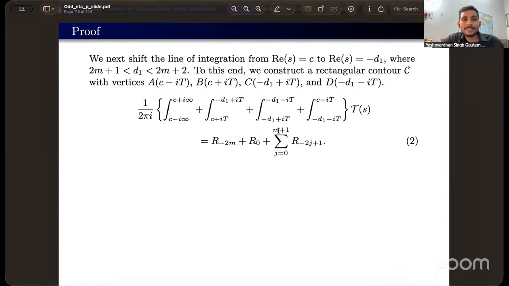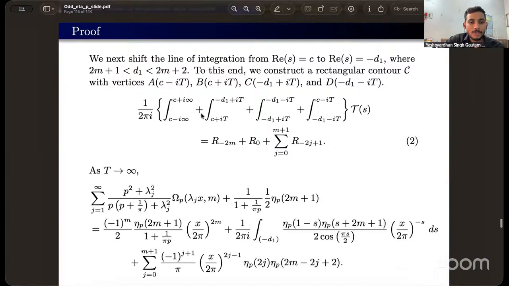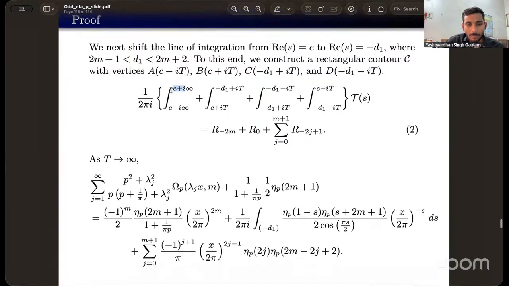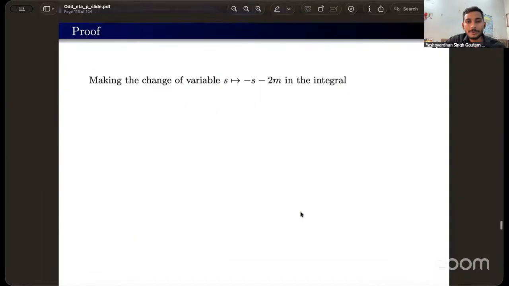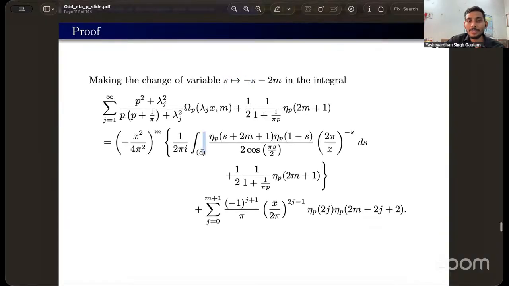Now we have 2 horizontal lines and 2 vertical lines, like previously. Oh, here is one typo, here it will be t. Okay. So now we'll take t tends to infinity. If we take t tends to infinity, the cos function has exponential decay, 2 exponential of minus pi mod t by 2, and this eta_p function only has polynomial growth. So we'll be left only with the right hand vertical integral and the left hand vertical integral. We know the series representation of the right hand integral, but we do not know the series representation for the left hand integral. So what do we do now? We make suitable changes, s to minus s minus 2, and after doing suitable changes, this integrand C will become in the right half plane.